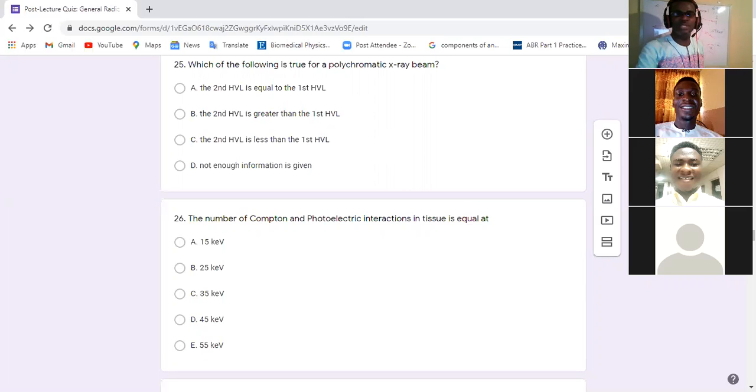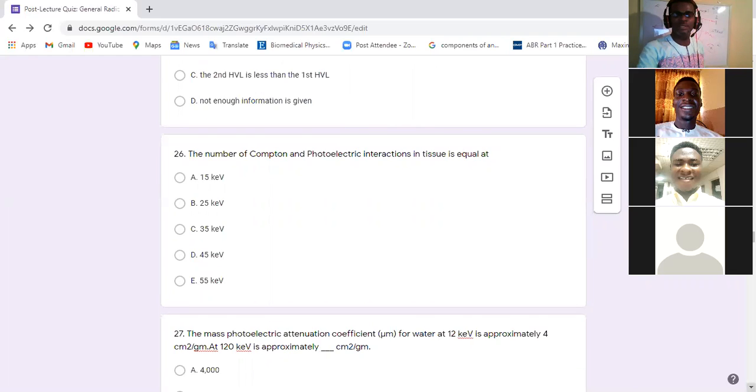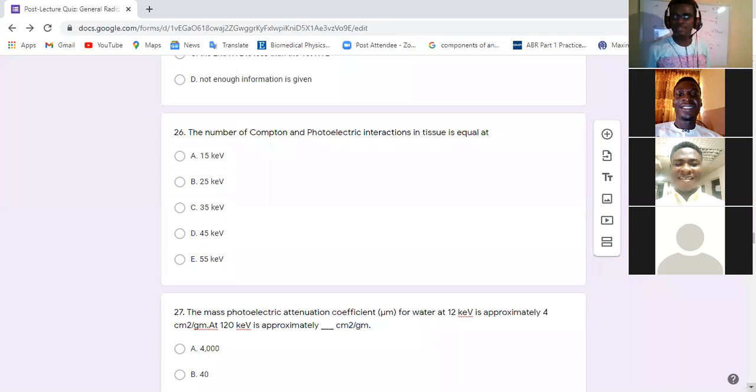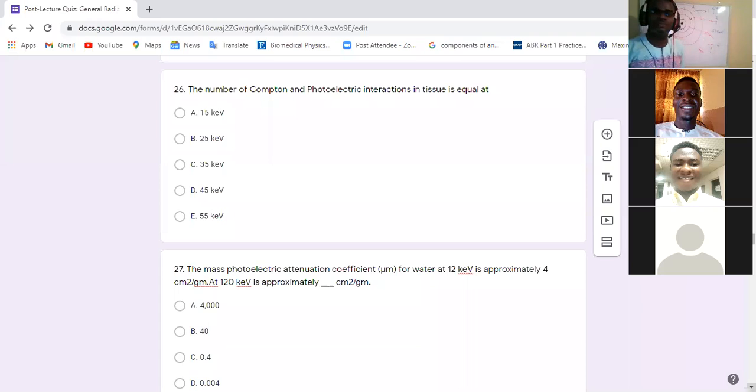So the number of Compton and photon, okay, 26. And photon energy.